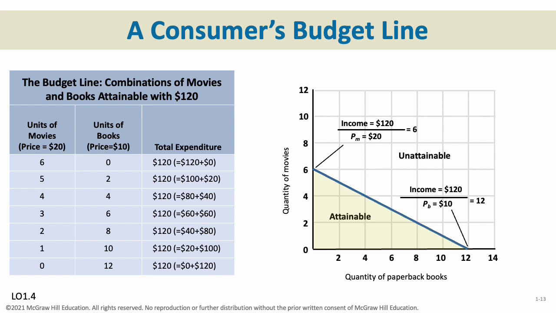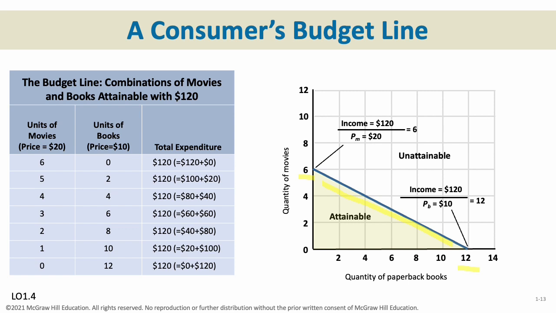If we look at the line, which I'm highlighting underneath, at 6 movies, we can do that. 6 times 20 is 120, or all of our income. Or 12 books, we can do that as well. 12 times 10 is 120. In either case, we have none of the other. The blue line is every possible combination we can do.